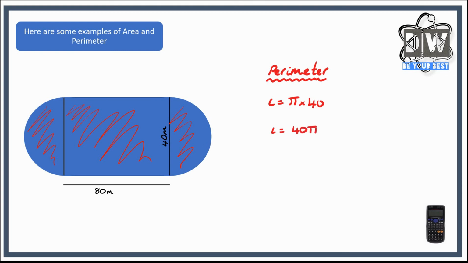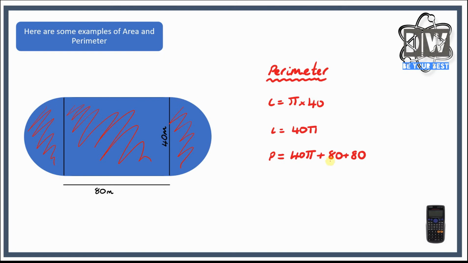Now that makes perfect sense, doesn't it? That circumference equals 40 pi. So the perimeter would equal 40 pi, okay, which is the distance from here all the way around the circle, yeah?